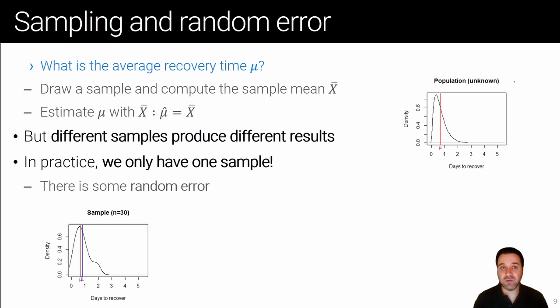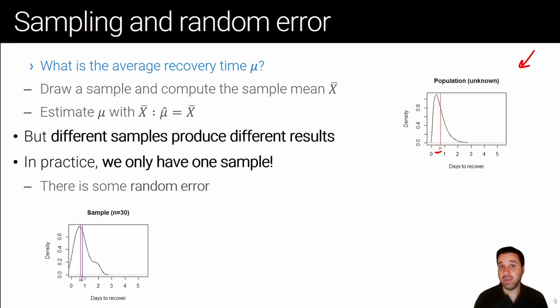Let's say that we're interested in the days to recover for patients. And just for the purpose of illustration, let's imagine that this is what the distribution looks like. And we are interested in the mean time to recover. So let's call it mu. So the purpose of our study is to figure out, on average, how many days it takes for patients to recover. What do we do?